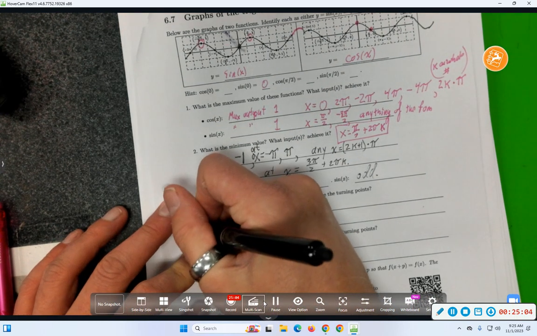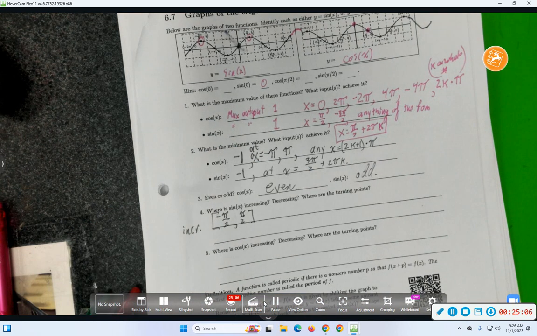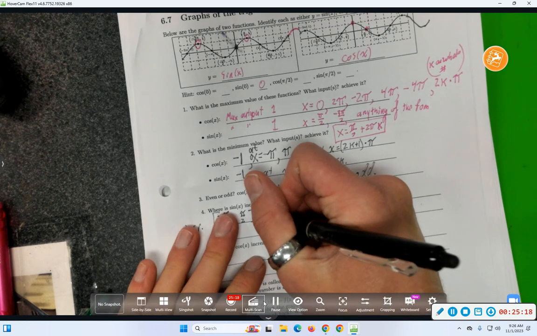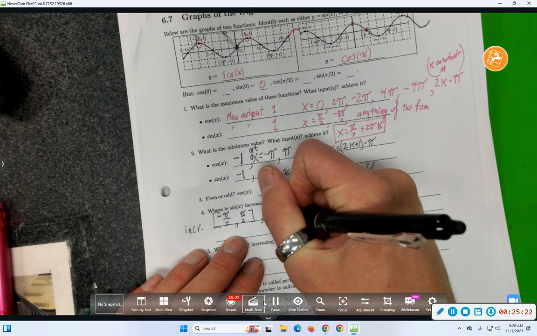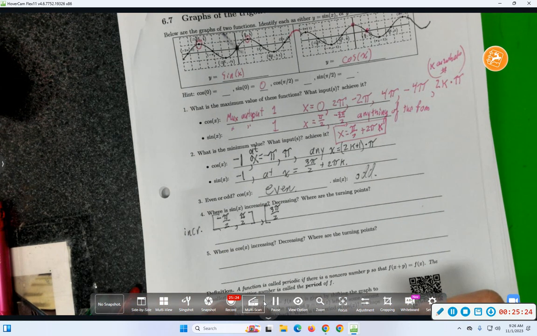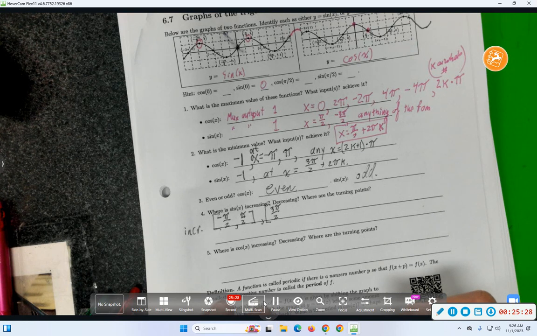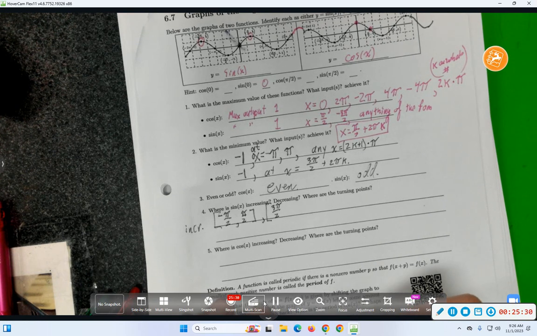So maybe I'll label all of this as increasing. There's one interval of increase. Is that the only place where sine of x is increasing? Where's the next one? 3 pi over 2. And let's see, can you tell just based on the picture provided when it stops increasing? I guess not, but where do you think it's going to stop increasing?